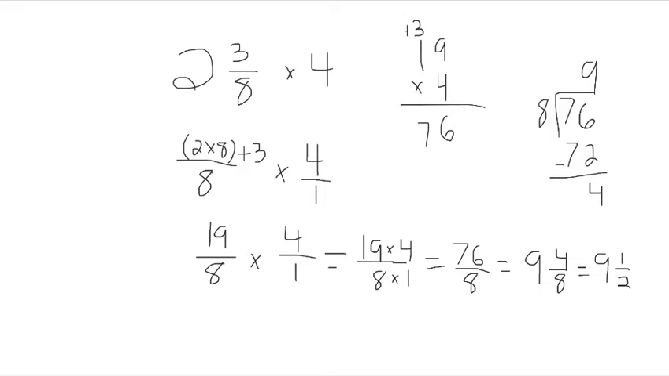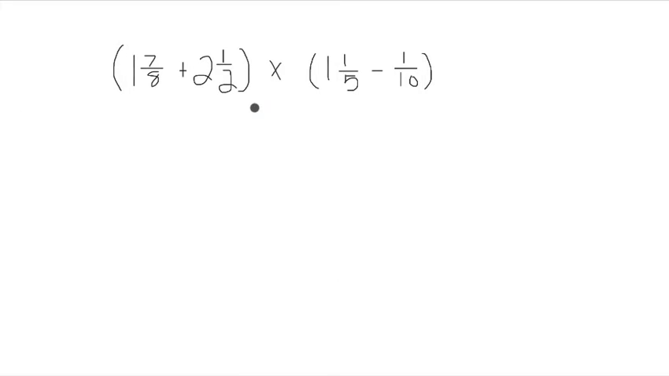Let's do one more that's a little more complicated looking, but it's the same concepts. So I have 1 and 7/8 plus 2 and 1/2 times 1 and 1/5 minus 1/10. So I know, because of order of operations, that I have to do what's in the parentheses first. So I'm going to work on this first parenthesis.